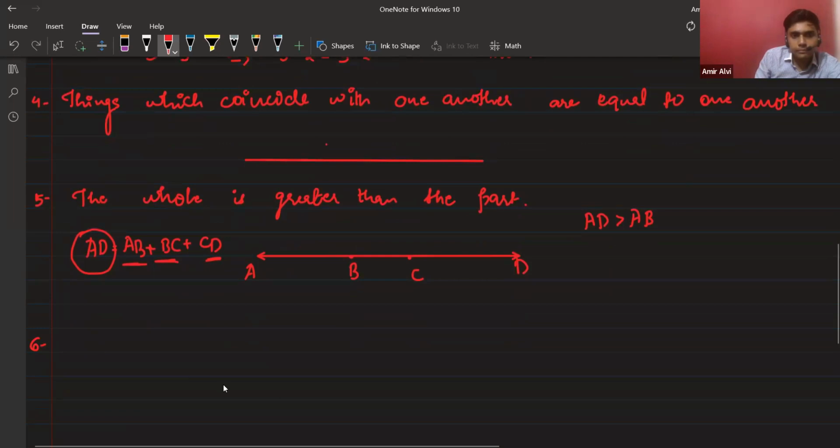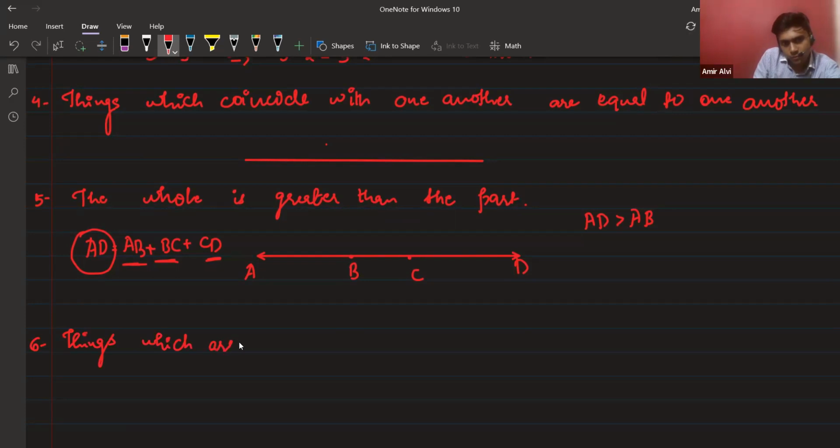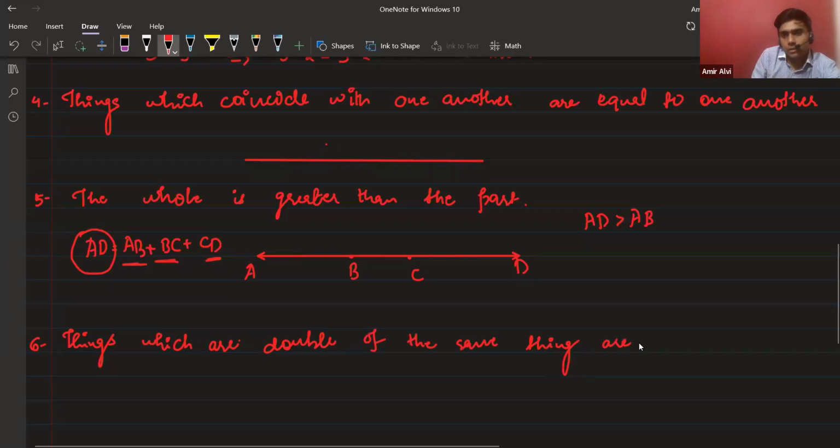Now let's do the next axiom. The axiom is saying that things which are double of the same thing are equal to one another.